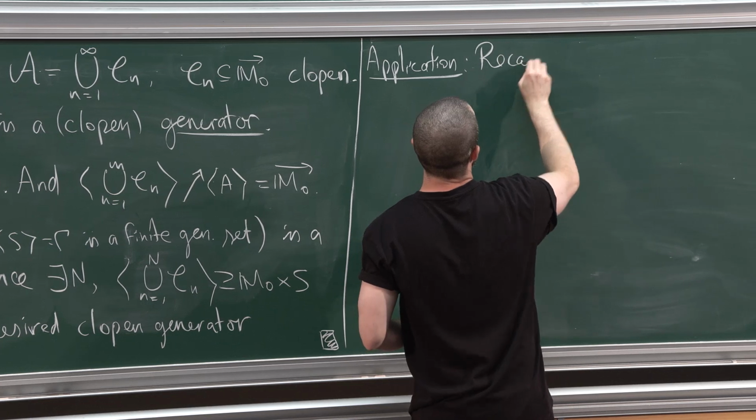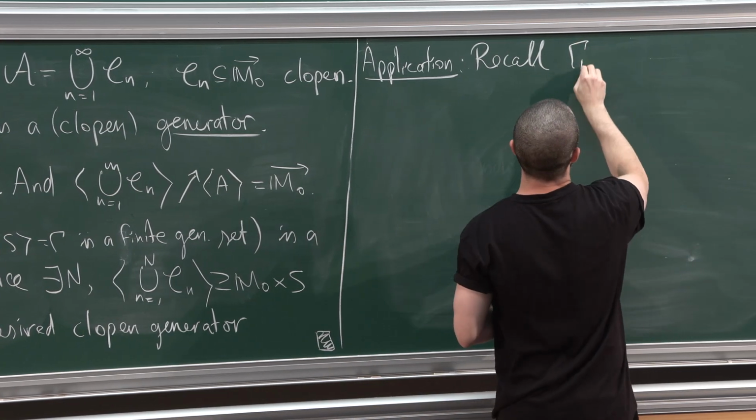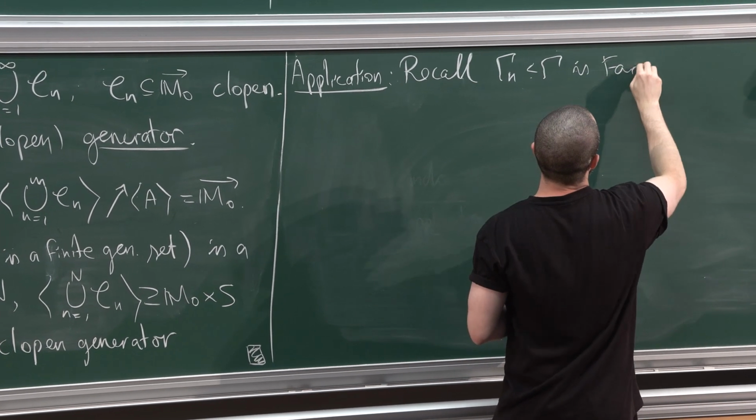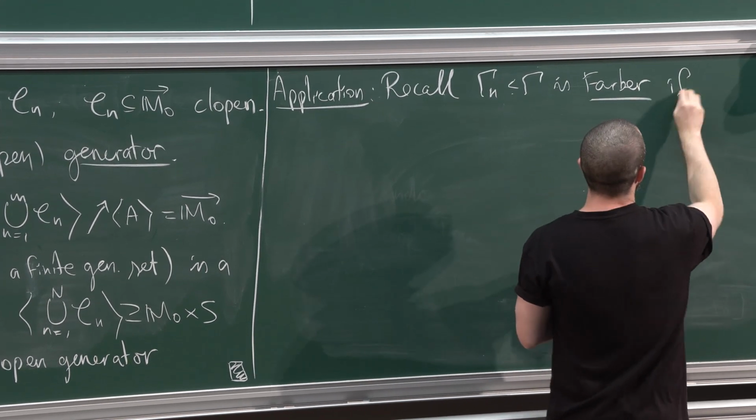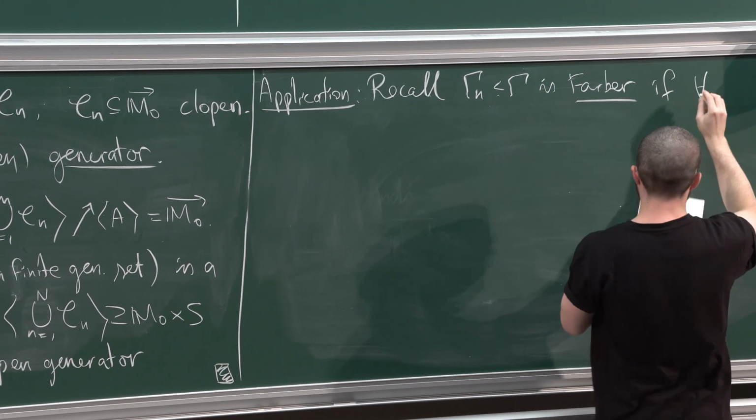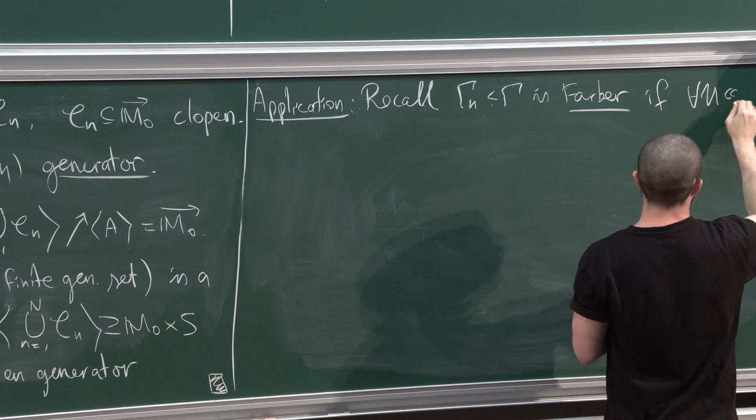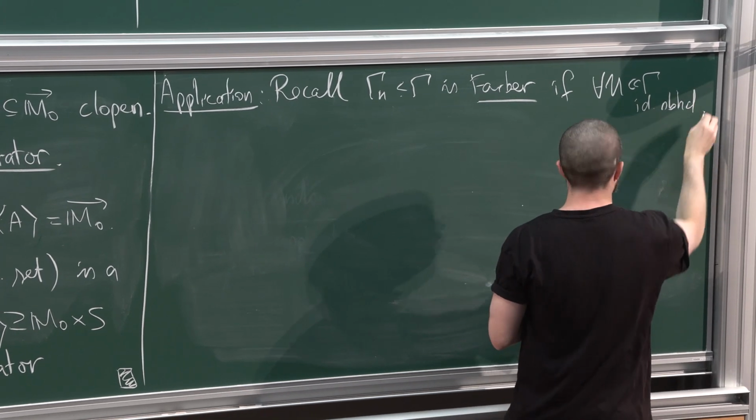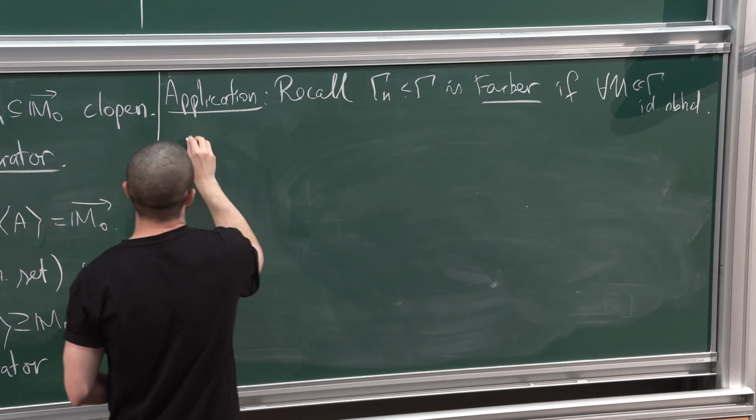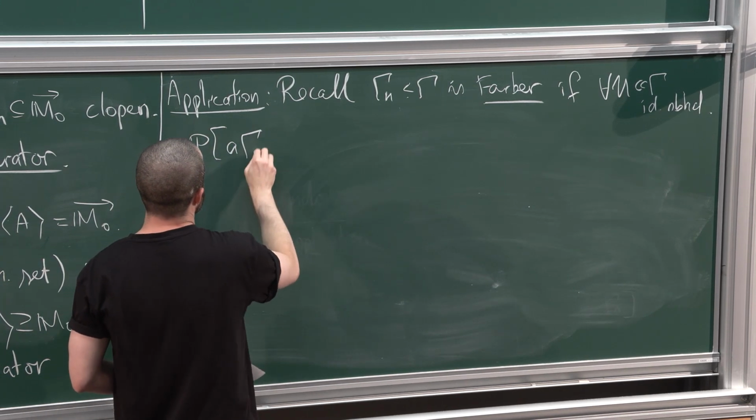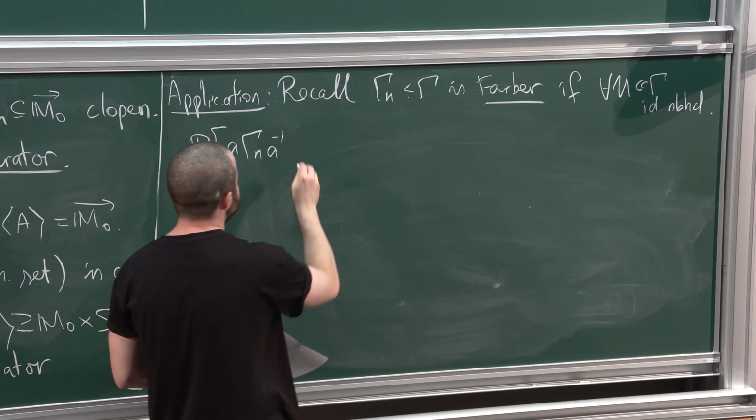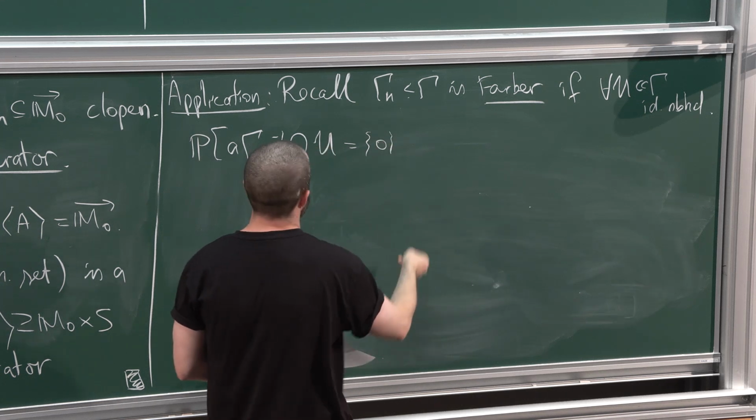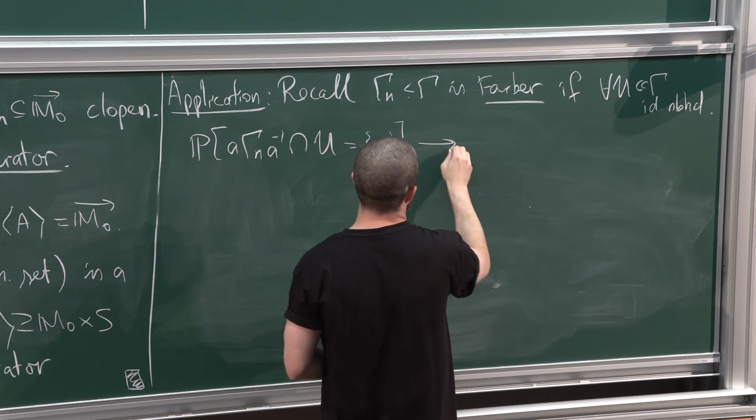So recall that gamma n in gamma is Faber if for all finite identity neighborhoods, you have that the probability of this randomly chosen conjugate intersecting this set being anything other than just 0 tends to 0.